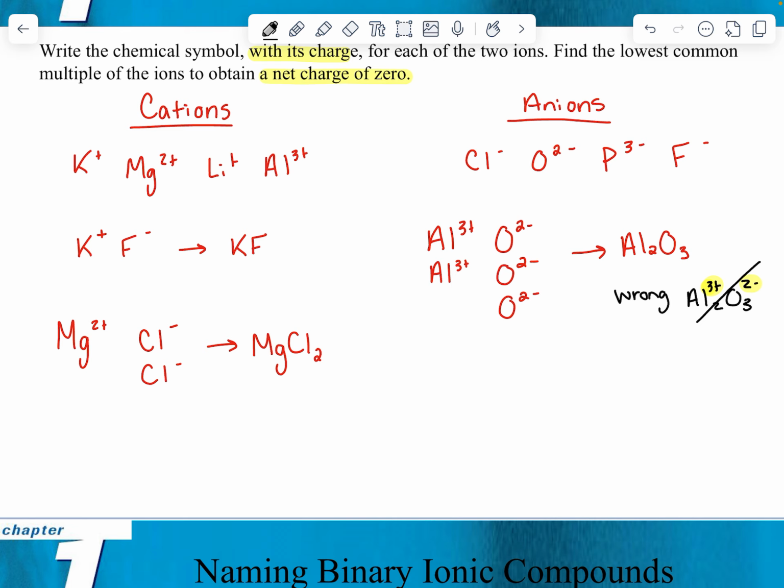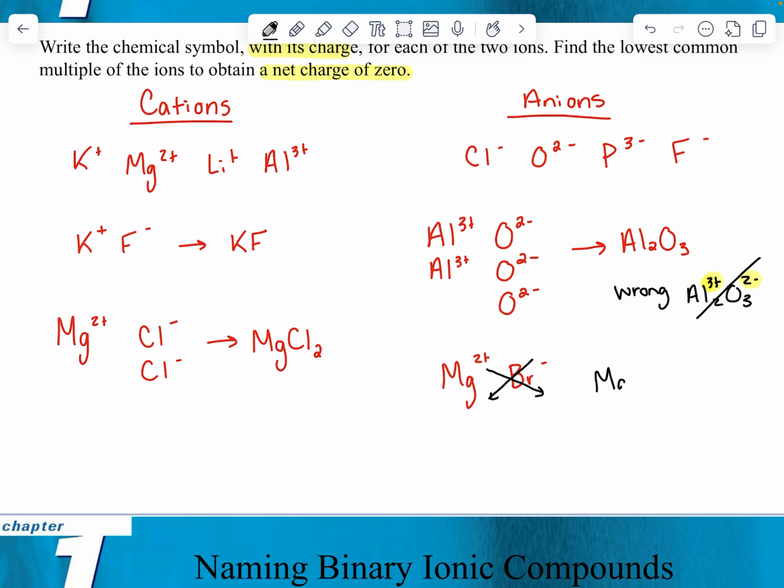Another trick that you might have talked about in Science 10, for example, is the cross multiplication way. So bringing down the charges. So for example, if I had magnesium, which is a 2 plus, and I had bromide, which was a negative 1, you might have been taught that you can bring across the 2 on the bromide and bring the 1 down on the magnesium, which would give me MgBr2. So that's kind of a shortcut to help you balancing them.